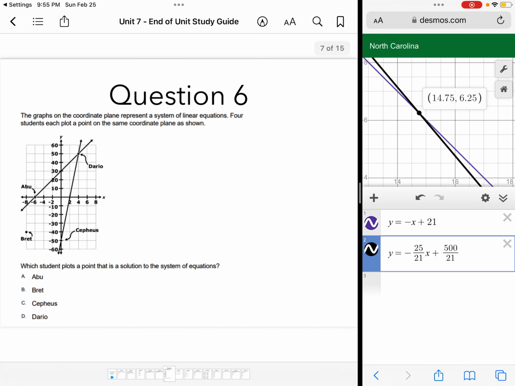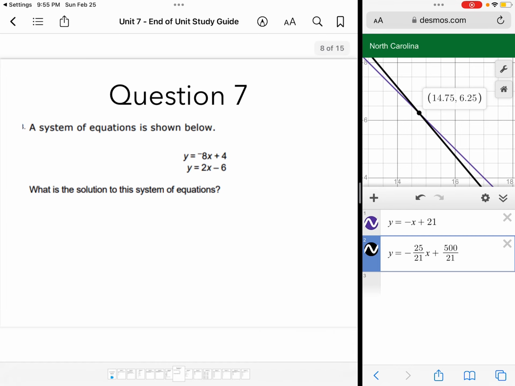Okay, next one. It says, at which point is the solution to the system? So it says the graphs on the coordinate plane represent a system of equations. Four students each plot a point on the same coordinate plane, and they want to know which kid plotted the solution. Dario, because that's where the two lines intersect.